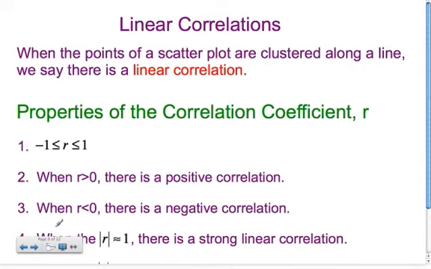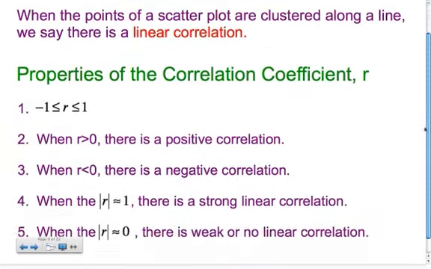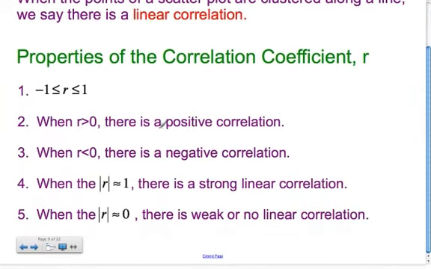Then we have what is called linear correlations. Linear correlations are when the points of a scatter plot are clustered along a line. We say there is a linear correlation. Properties of a correlation coefficient R: all this R tells us is how closely the scatter plot resembles a line. So, if R is between -1 and 1, that's one property.